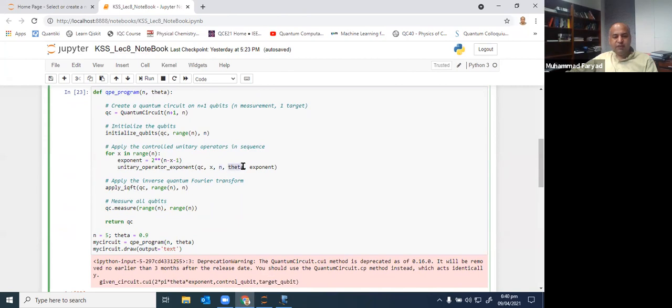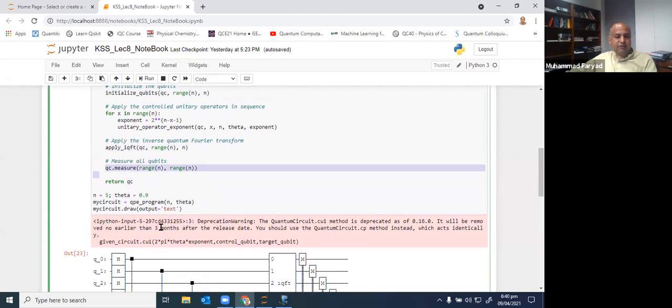And then we can specify theta, and this exponent is the thing coming from before. And x is the controlling qubit, because first x is 0, the top qubit, then x equal to 1, and so on. At the end, we have this inverse QFT. And then we do all these measurements. Now you see, I'm calling this program with n equal to 5 qubits. And I'm specifying an arbitrary theta, let's say theta is 0.9.